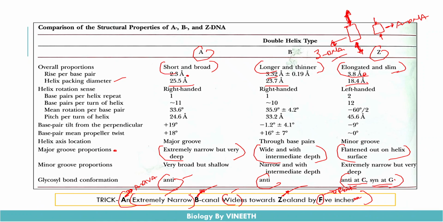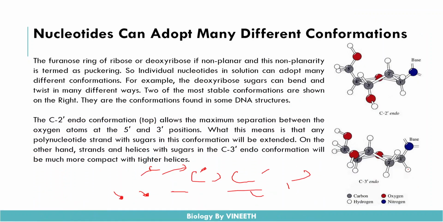So this Z-DNA has the anti conformation at the cytosine, in the pyrimidines, and will have the syn conformation at the guanosine, that is the purines.